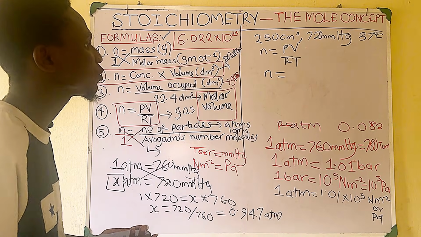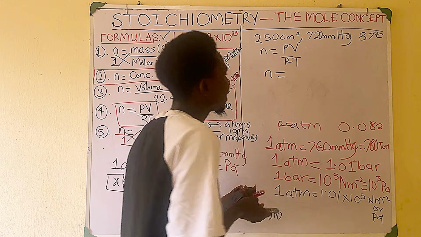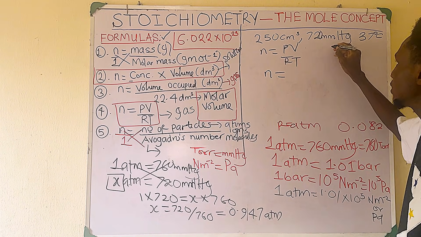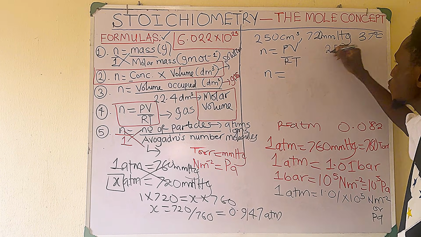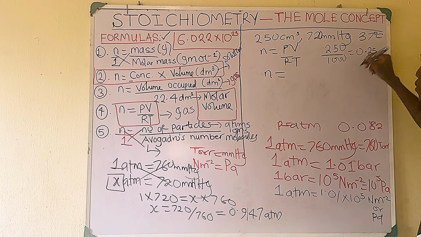Now we are left with something else. We need to find volume. And I told you that you cannot use volume in cm cube in solving this kind of question. You have to convert it to dm cube. What do I do now? I'm going to divide by 1000. 250 divided by 1000 surely gives me 0.25.